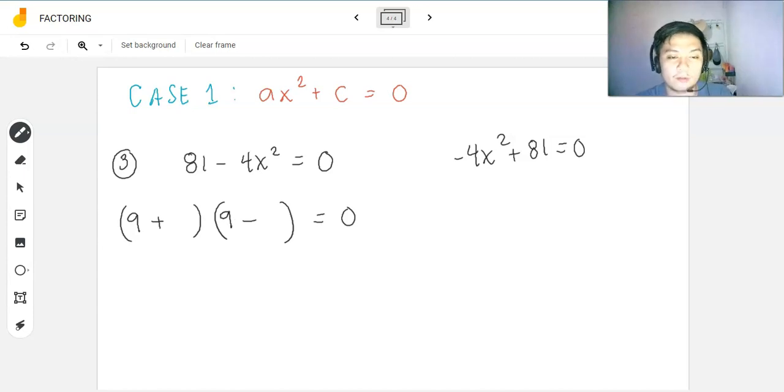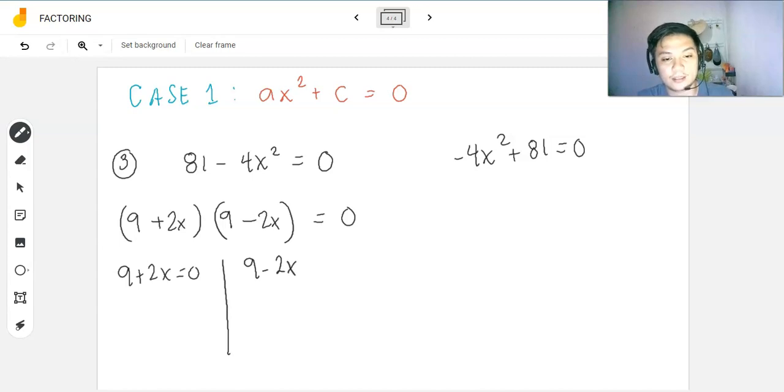What about the square root of 4x squared? O, isa-isahan muna natin. Ano bang square root ng 4? 2. Ano square root ng x squared? X. So, 2x is the square root of this term. So, we put 2x here, and then 2x also here. Ayan. And then, we apply ZPP. 9 plus 2x equals 0. And then, 9 minus 2x equals 0.